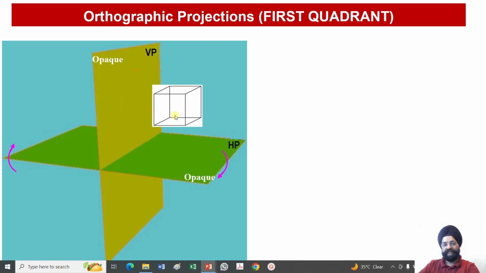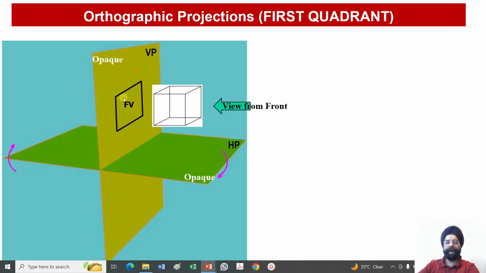So you can check, this object lies above HP and in front of VP. So depending upon this distance that it lies above HP and in front of VP, I am going to get the construction of two squares over here. If I look at this object from the front, this cube will appear as a square onto this vertical plane in my front view. The image of this cube on the vertical plane will appear as a square in the form of a front view or the elevation.